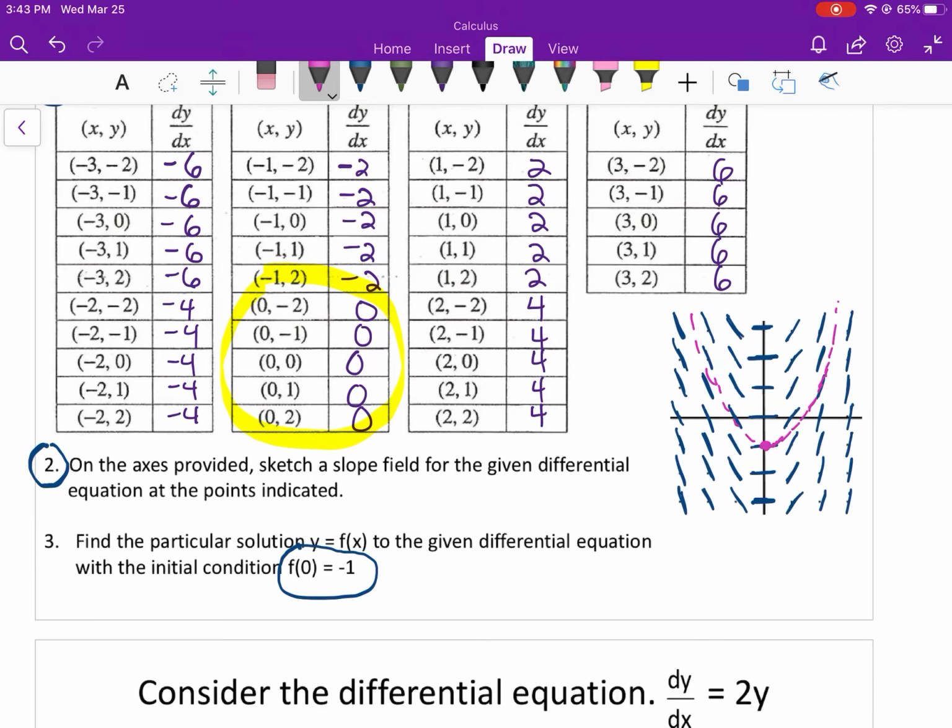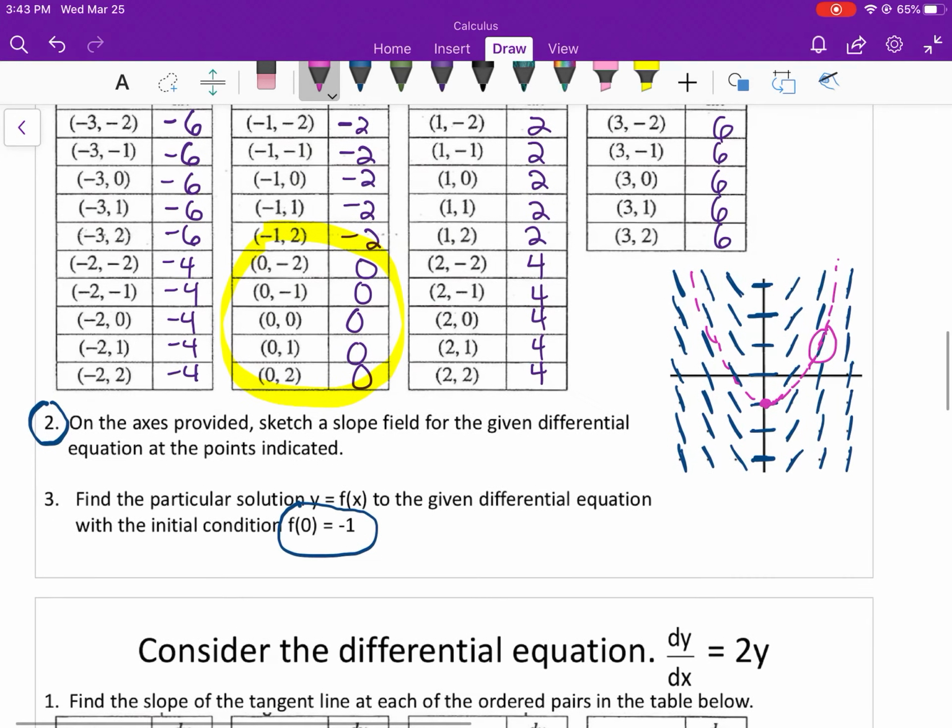All we know is it has a parabola shape and it goes through (0, -1). What you don't want to do is disrupt that slope field. So you want to try to stay away from those slopes, but it looks like right here I kind of hit it, but that's okay. I think you get the general idea.